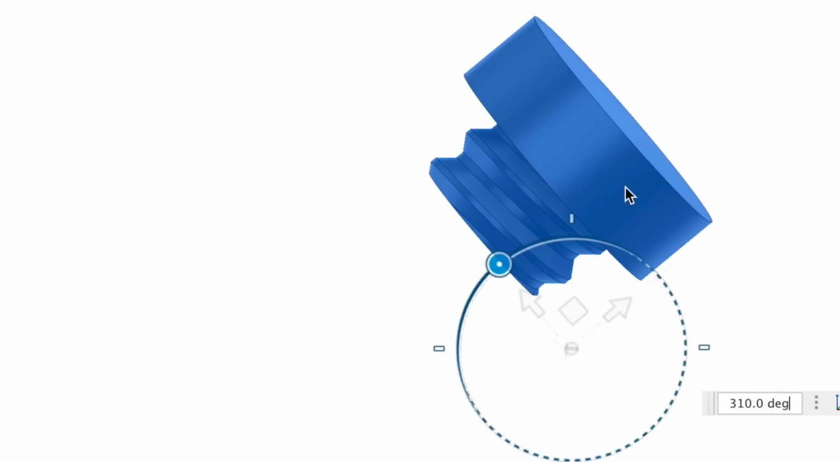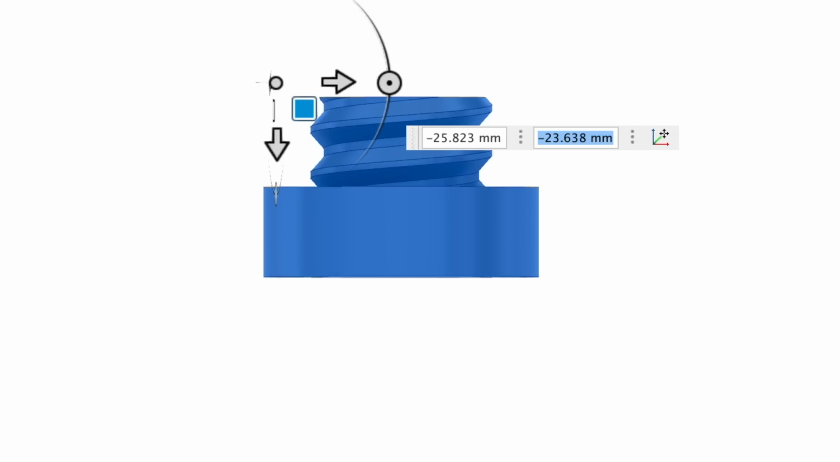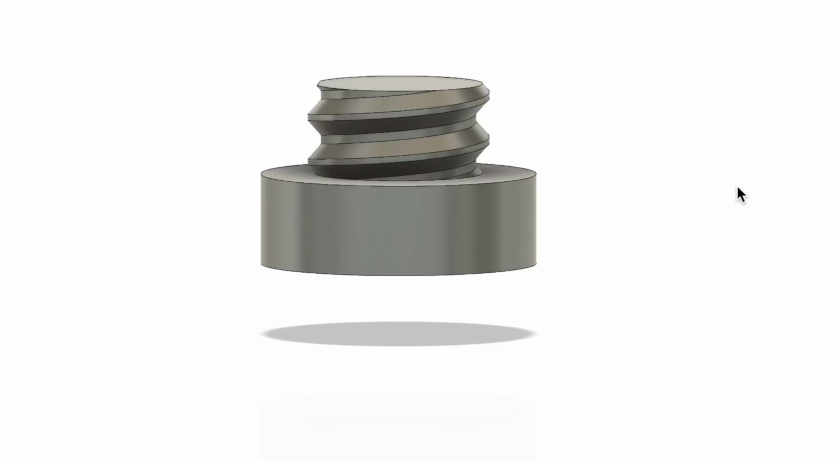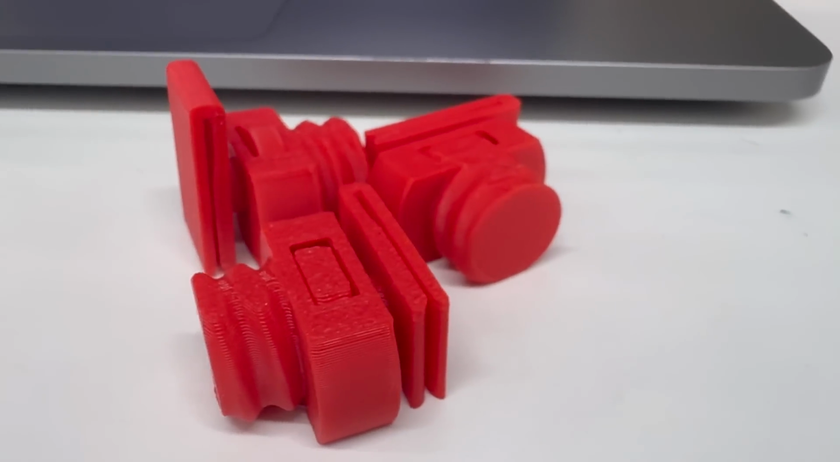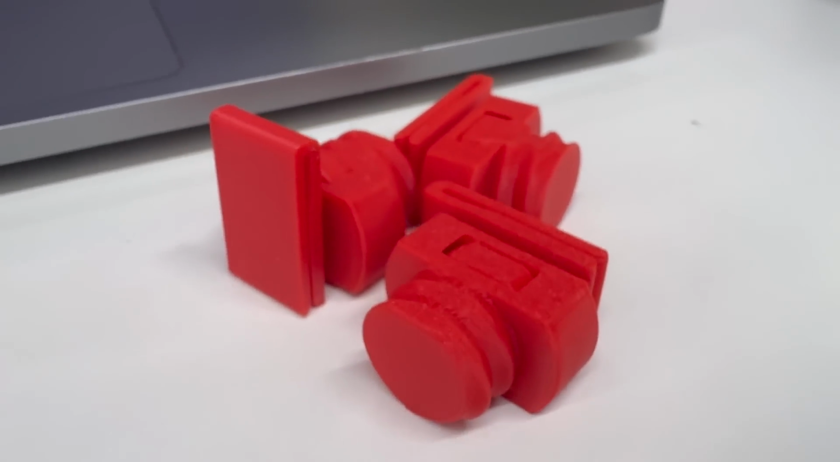For example, this threaded peg can't be printed in this orientation. We have to flip it over, so that way the base is wider than the top and there are no overhangs that require support material. So brace yourselves, because here's where I pack a lot into this design.